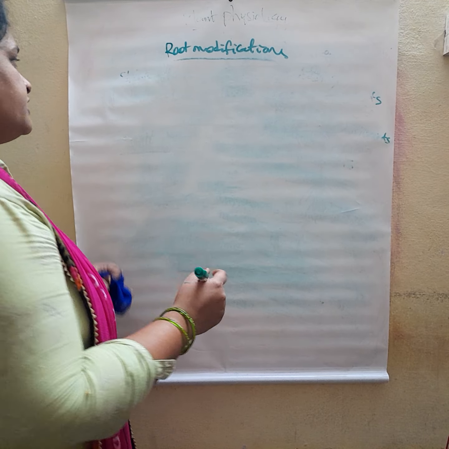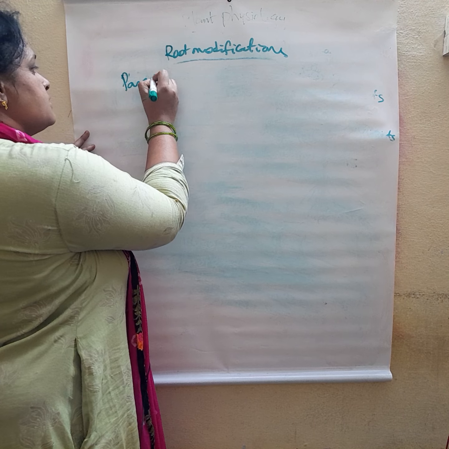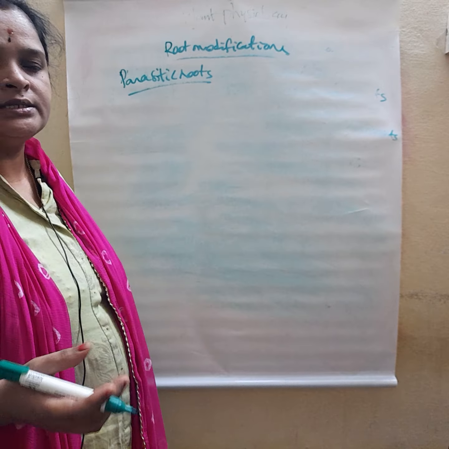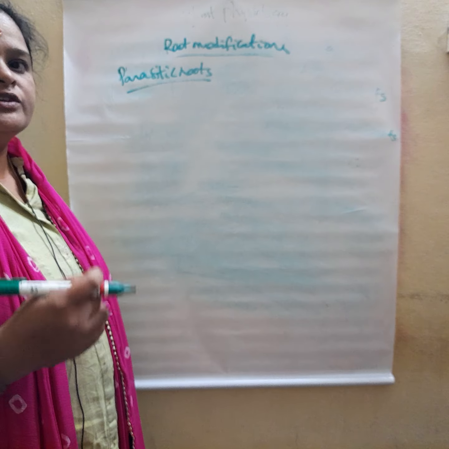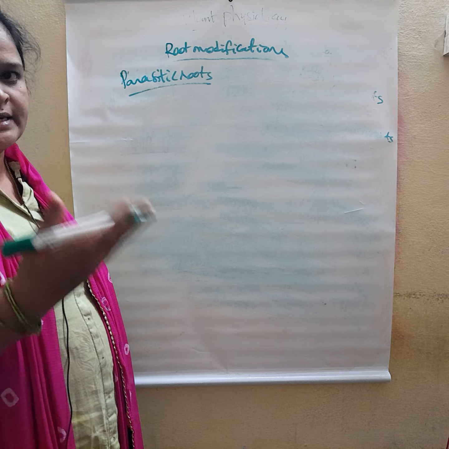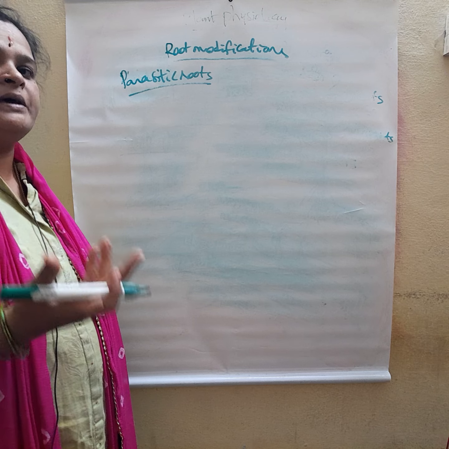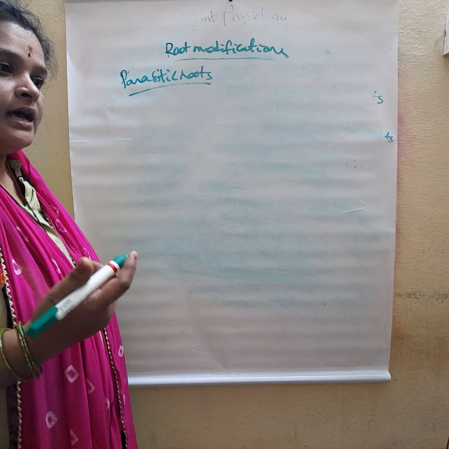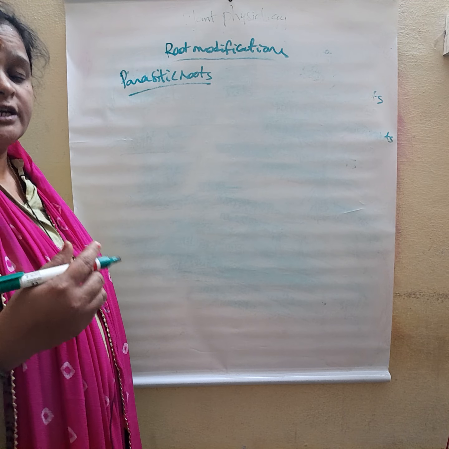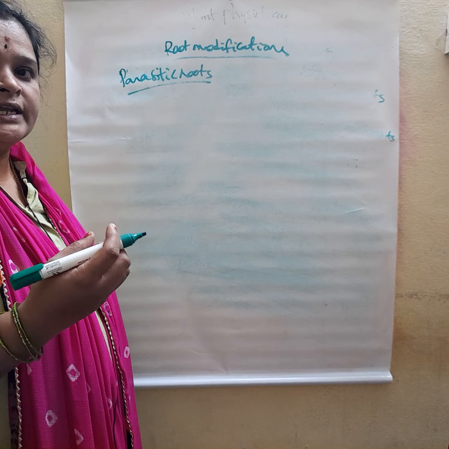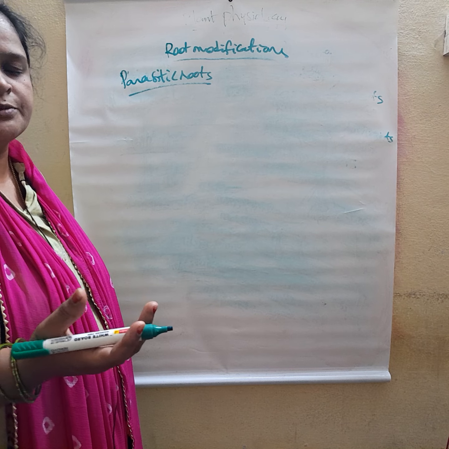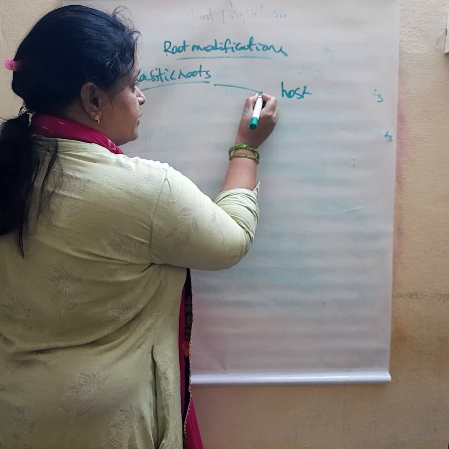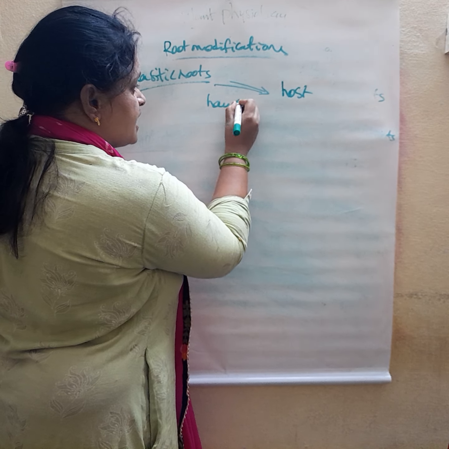Next, after that you can see parasitic roots. Parasitic roots means, what are parasites? Parasite means it's nothing but the organism which depends upon other organism. Some plants also act as parasites. Those are called parasitic plants. Parasitic plants, that means they are getting water and minerals, food materials from the host plant. In order to get water and minerals from the host plant, they are producing specialized roots called Haustoria.